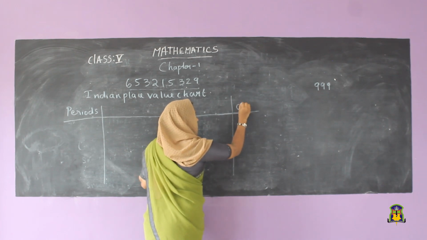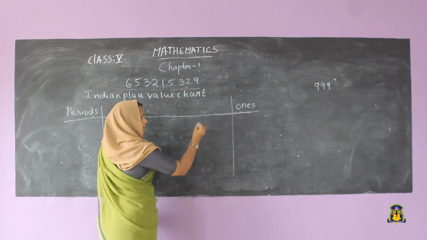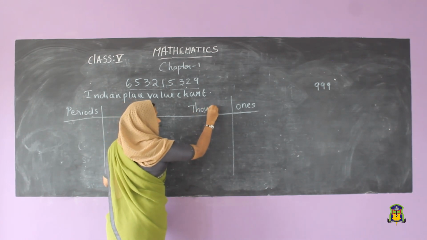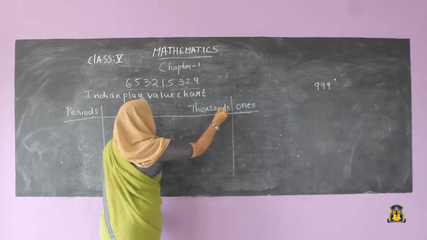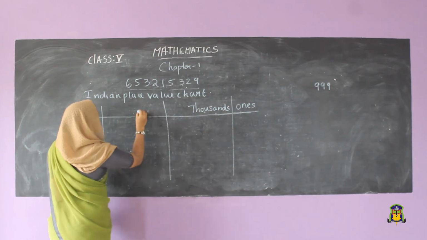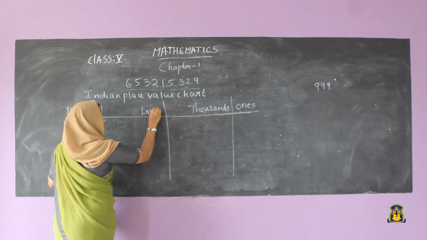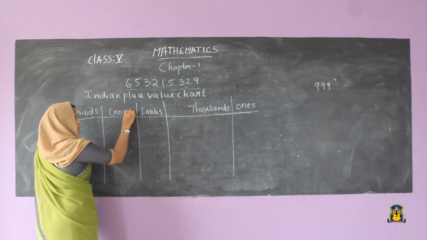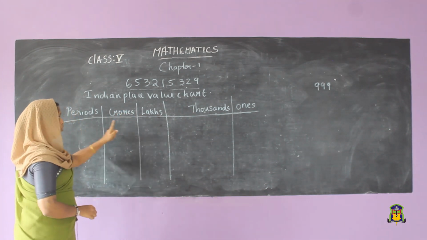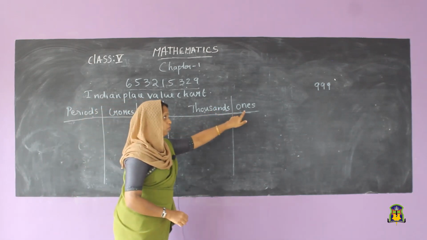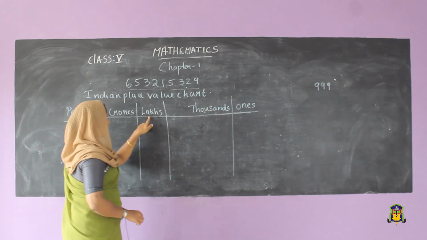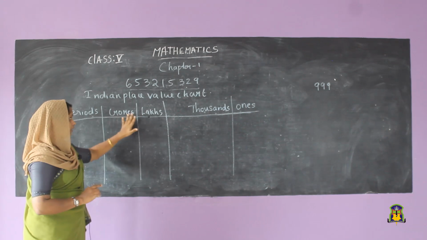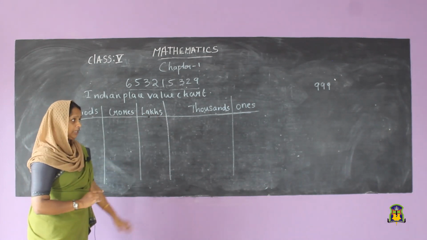Here ones, then comes thousands, then lakhs, then crores. So we are dividing into 4 periods, that means ones, thousands, lakhs and crores. First you understand this. Okay, divide into 4 periods.